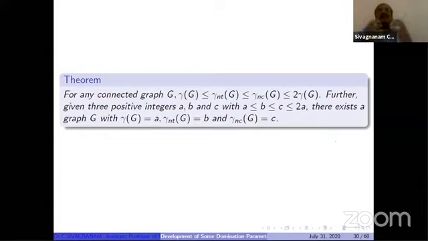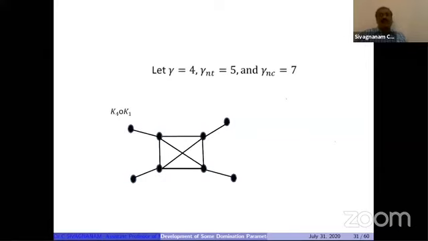Suppose I give three positive integers, a, b, c. Can you find a graph with gamma equal to a, gamma nt equal to b, and gamma nc equal to c? What is an example for this? I have one example: gamma equal to 4, gamma nt equal to 5, gamma nc equal to 7.